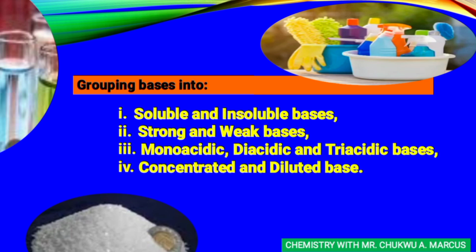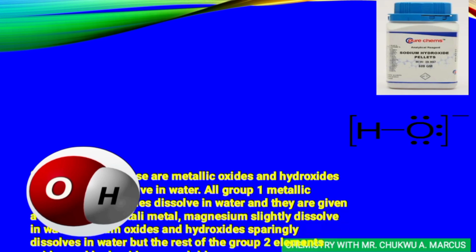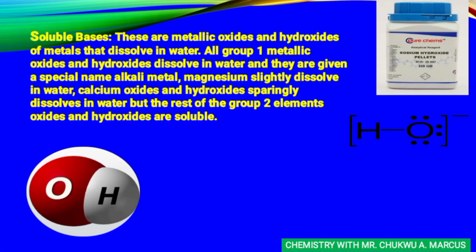And I'm grouping these bases into soluble and insoluble bases, strong and weak bases, monoacidic, diacidic and triacidic bases, concentrated and diluted bases. Let's start with soluble bases. Another name for these soluble bases is alkali. These are metallic oxides and hydroxides of metals that dissolve in water.